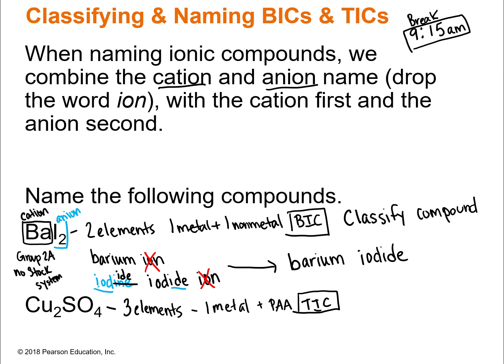Now we've got to look at our ions. We've got copper for our cation. Copper is a transition metal. It isn't one of our exceptions, so we're going to have to use the stock system to name it. Right now, we don't know what its charge is. We can't just guess. So we have to first identify what our anion is.